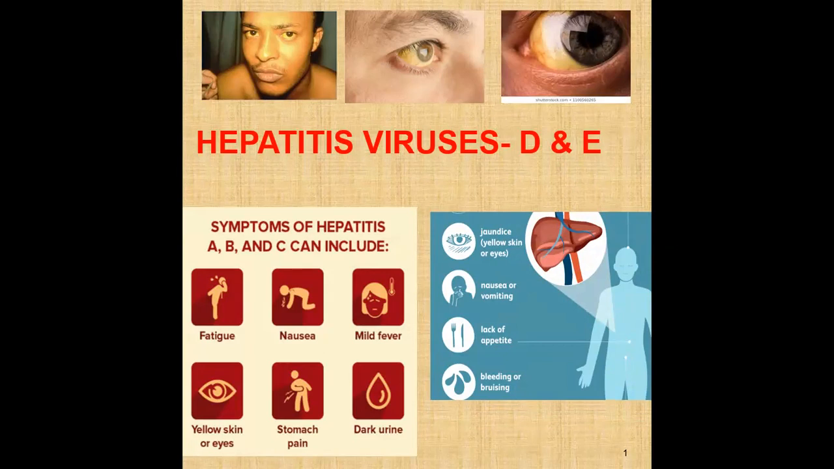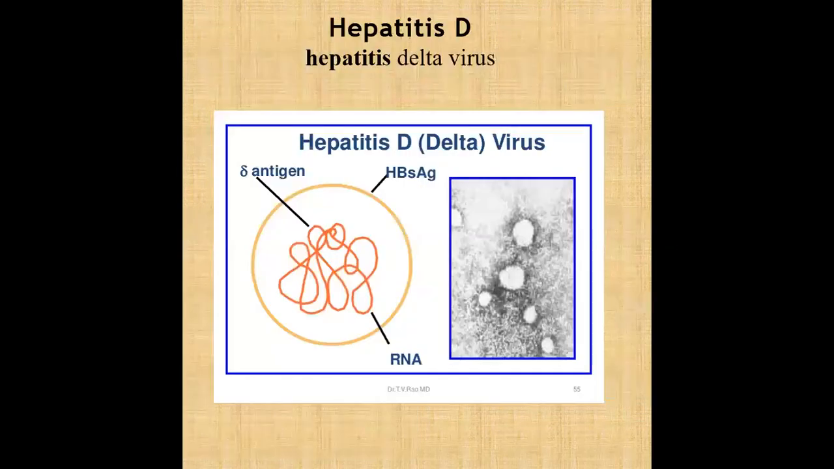Now, hepatitis D is also known as the hepatitis delta virus. Here, the delta antigens are what we observe. It has a single-strand RNA, where the outer surface coating is of hepatitis B, that is, the hepatitis B surface antigen.